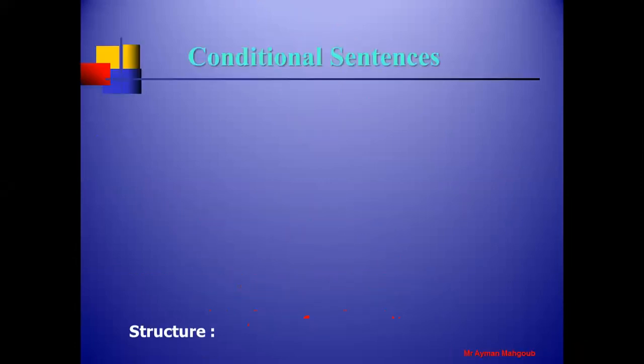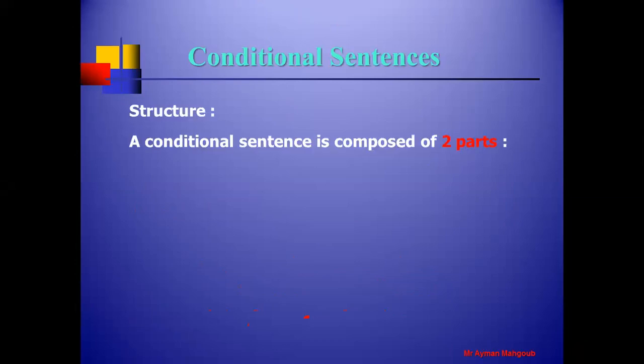As we know, the conditional sentence is composed of two parts. The first part is a condition, which is the if clause. The second part is the result, اللي هو the main clause. So we have the if clause, which contains the condition, and the main clause that contains the result.